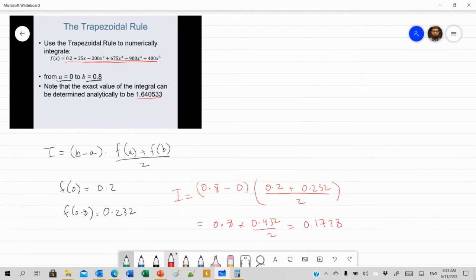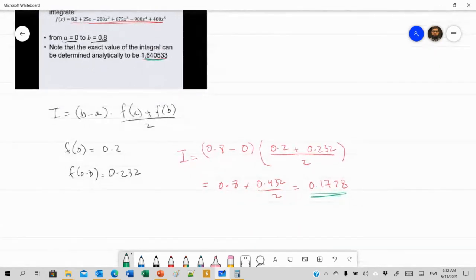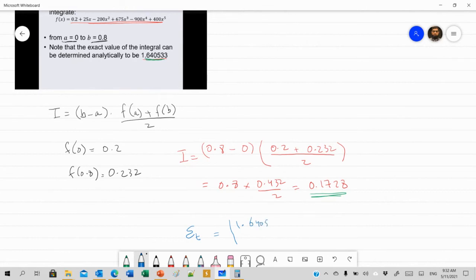So that's the answer I get using the trapezoidal rule. He says that's the exact value that you can find analytically. If we calculate the error, the true error, it's the true value minus the approximated value over the true value multiplied, of course, by 100%.